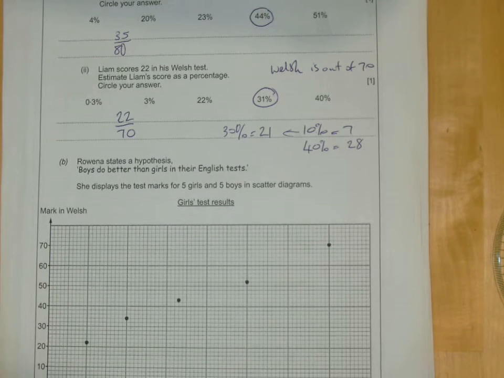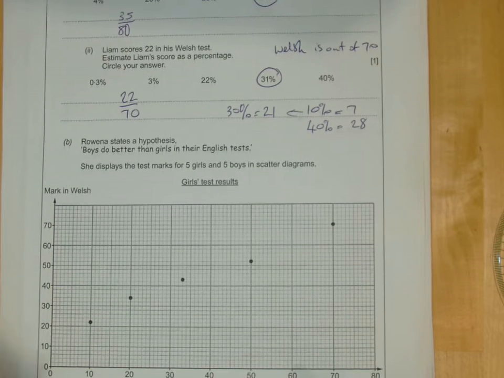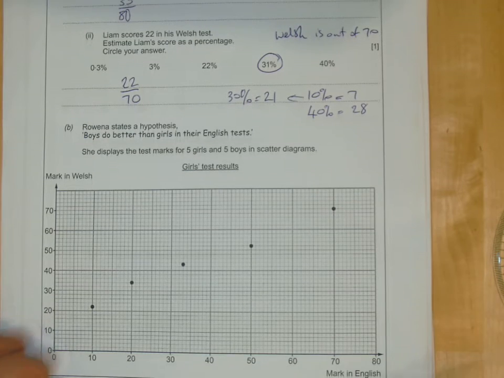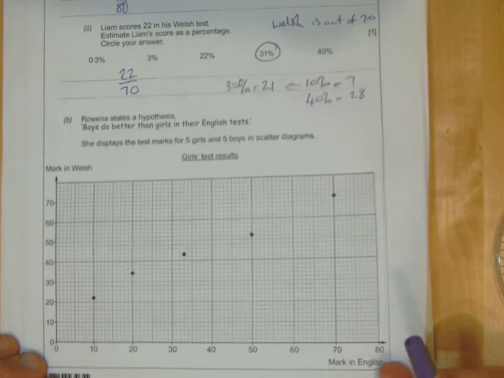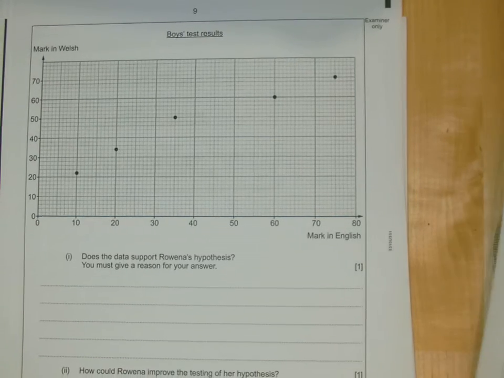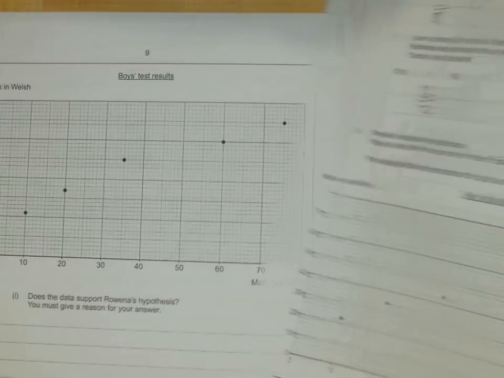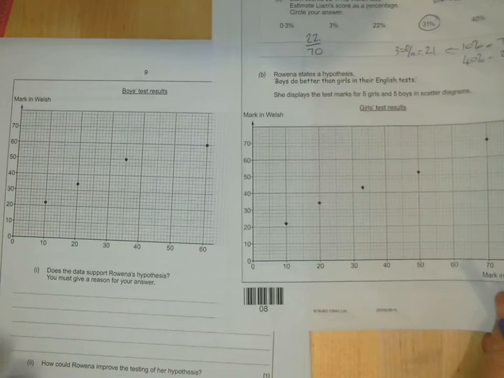Okay, so part B then, it says Rowena states a hypothesis: boys do better than girls in their English tests. So she reckons boys do better in the English, and we've got a scatter diagram here, Welsh mapped against English, with the marks in English here for girls, and on the next page we've got the boys' results. Does the data support Rowena's hypothesis? You must give a reason for your answer. Now let's study it, let's have a look at it side by side. We've got what have we got here?